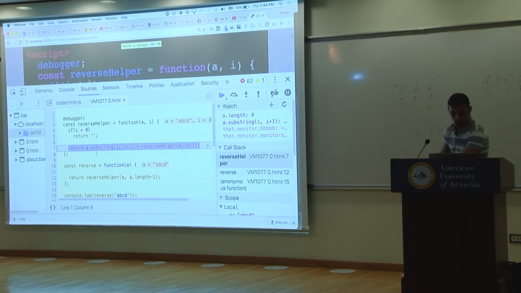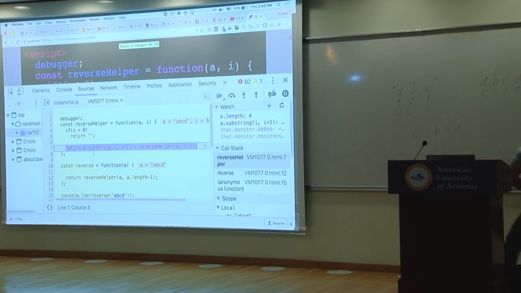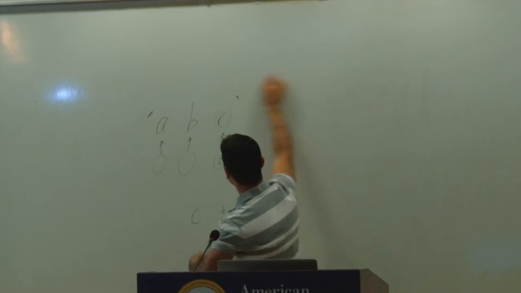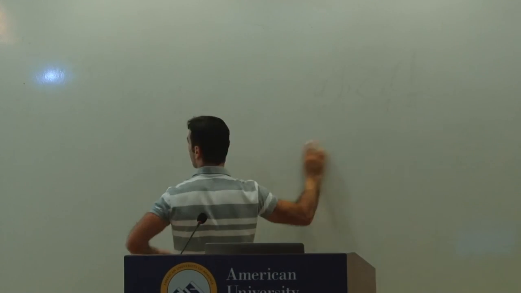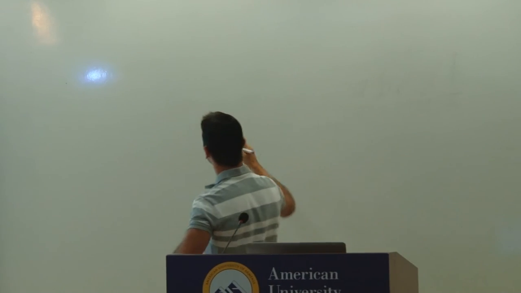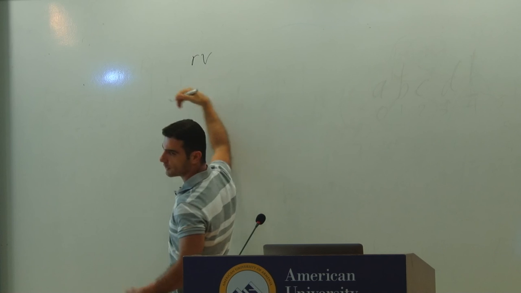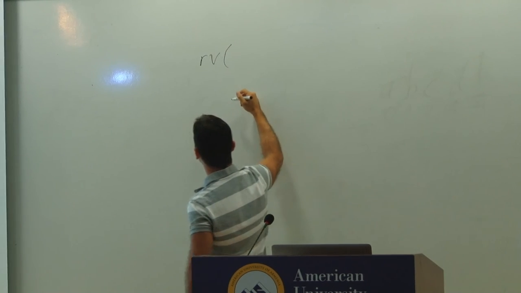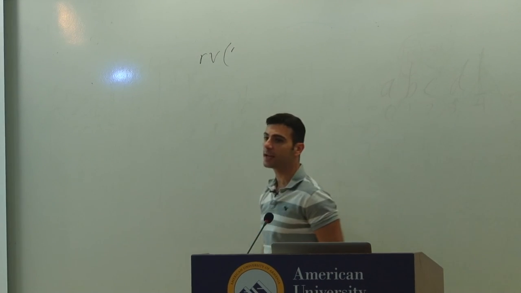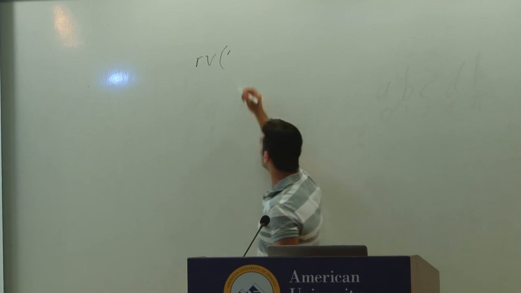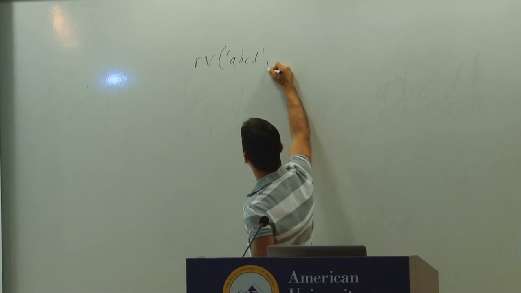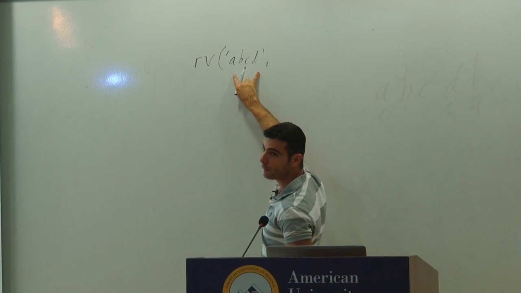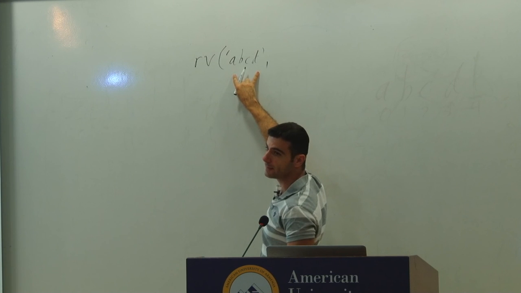Let me put this on the board. If you can't read it, let me know. Don't wait until I'm done. Okay. We called reverse helper. Let's call it RV here, just so I don't write as much. We called it with text. What was in the first text that we passed it? A, B, C, D. And what was the argument? Length. What is the length of this? 4. And then we did minus 1, right?